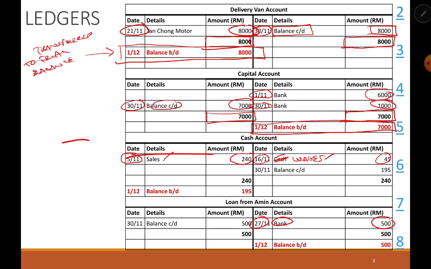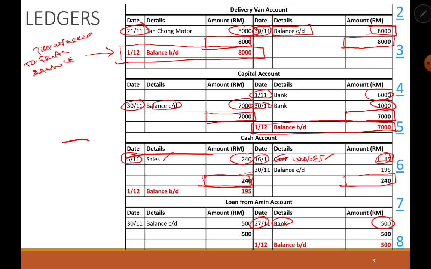Okay, we do the same for the cash account. The cash account has 240 ringgit on the debit side and 45 ringgit on the credit side. So we balance off which part is higher, we put it at the bottom of the account. In this case, the debit side is higher than the credit side, so we put 240 ringgit on the debit side and we put 240 ringgit on the credit side.